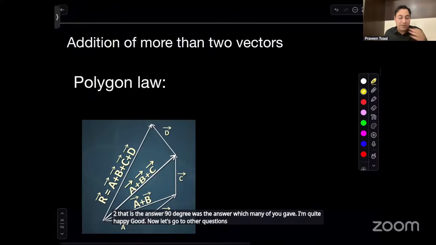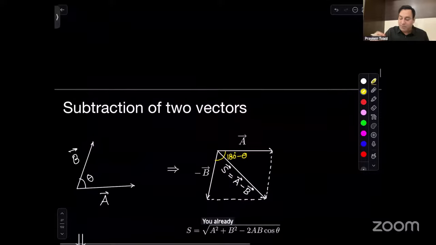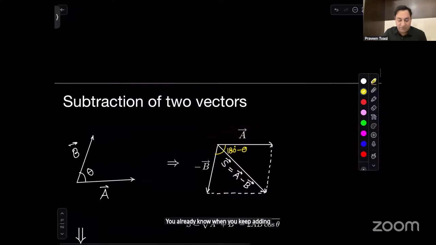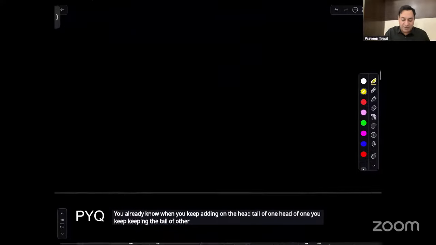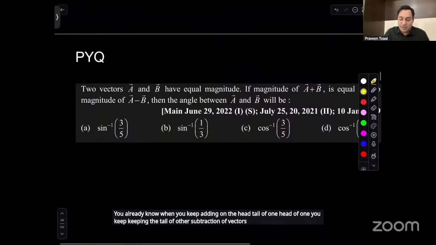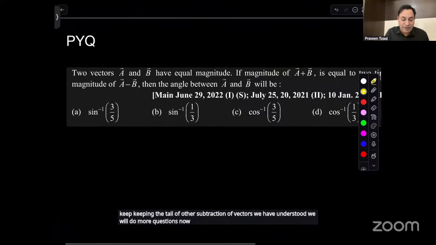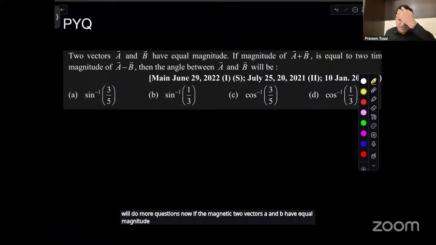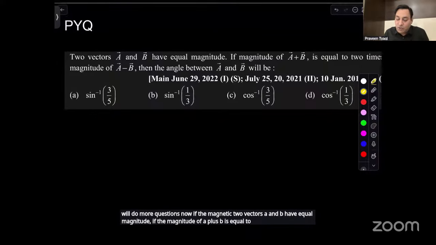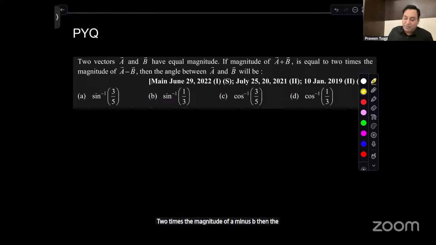Now let's go to other questions. Addition of more than two vectors, polygon law. You already know, when you keep adding, the head of one, you keep keeping the tail of other. Subtraction of vectors, we have understood. We will do more questions now. If the two vectors A and B have equal magnitude, if the magnitude of A plus B is equal to 2 times the magnitude of A minus B, then the angle between A and B will be what?